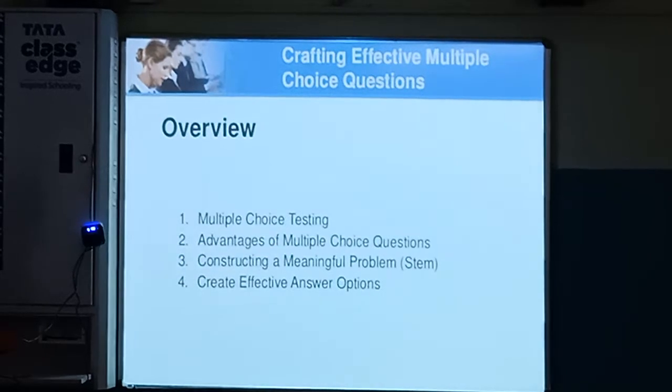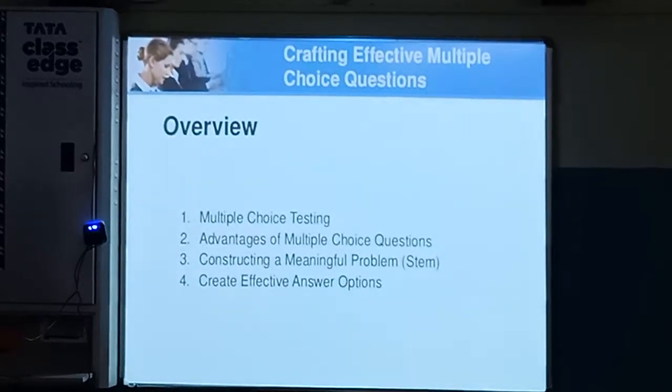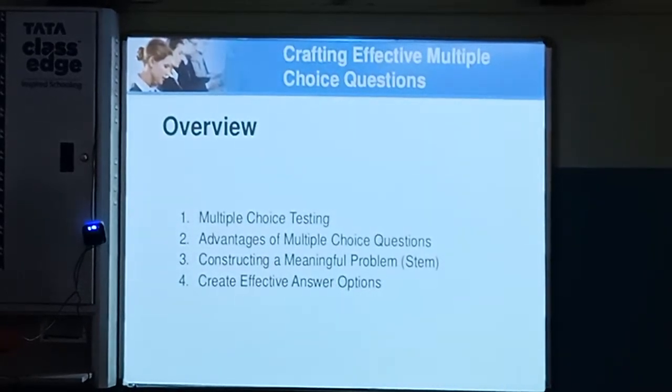Now coming to the multiple choice questions, how to develop them. Till now we have seen what an item is, what the item types are, what item writing is, and certain guidelines for item writing. Now we will see how to develop multiple choice questions.